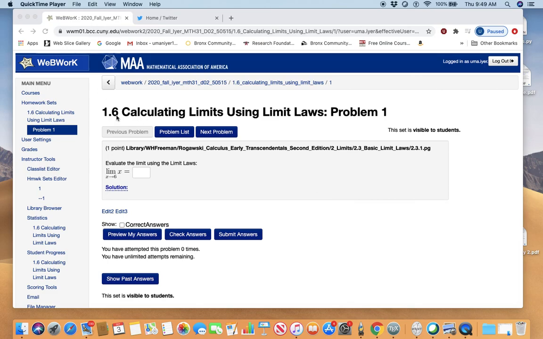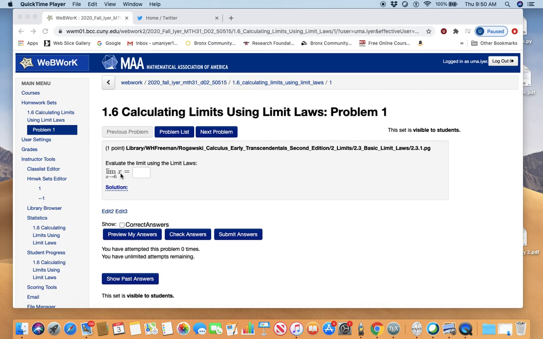Welcome back. So we are now going over problems from section 1.6 of our class, from WebWork. Calculating limits using limit laws. Evaluate the limit using limit laws. So what we normally do is plug in the value and see what you get. If you get a real number, then you are done. If you get something like 1 over 0 or 0 over 0, then you need to do something or look more deeply.